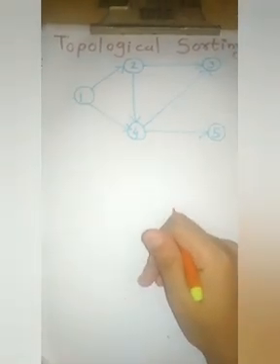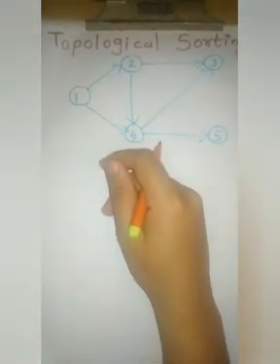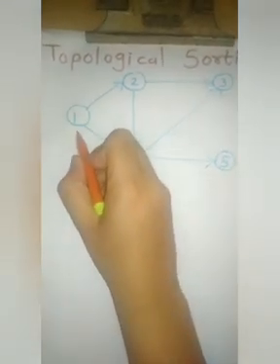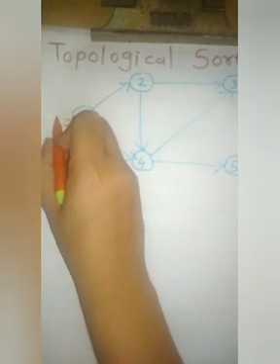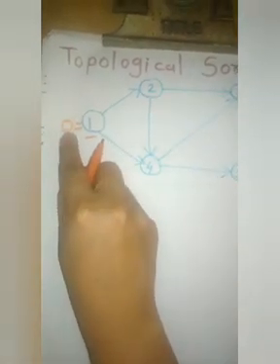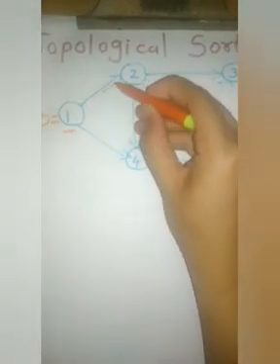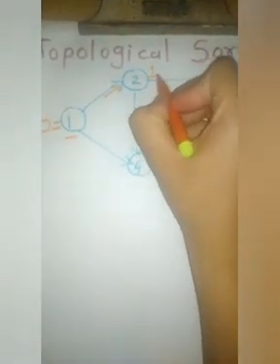Topic is topological sorting. For topological sorting, first we find the incoming degree of vertices. Like for node 1, no incoming edges are there, so its incoming degree is 0. For the second node, one incoming edge is there, so its incoming degree is 1.